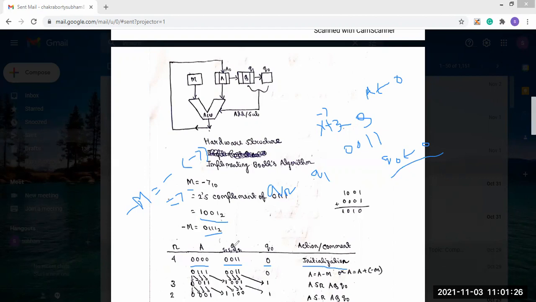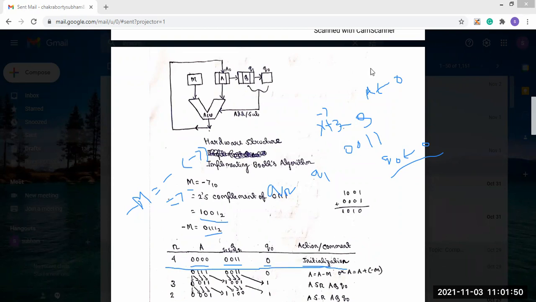And capital Q will consist of Q1 to Qn. Since n is 4, capital Q will consist of Q1 to Q4: Q1, Q2, Q3, and Q4. So this is the first step we have done.